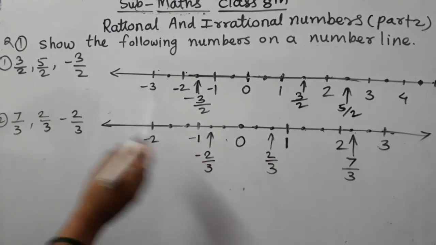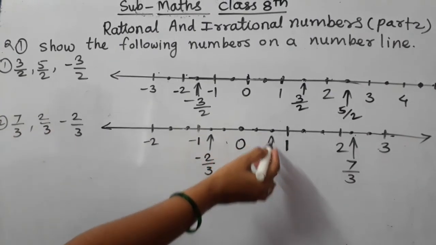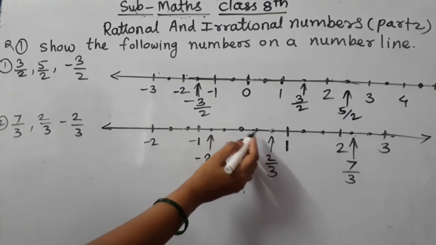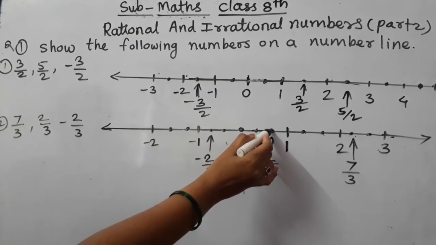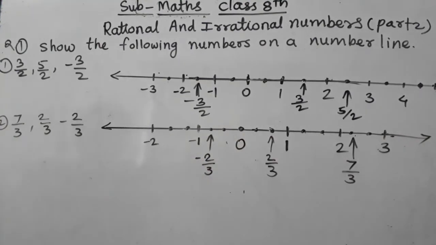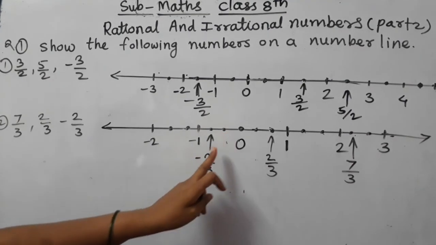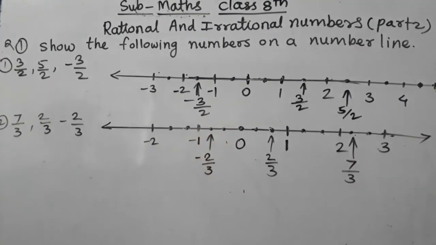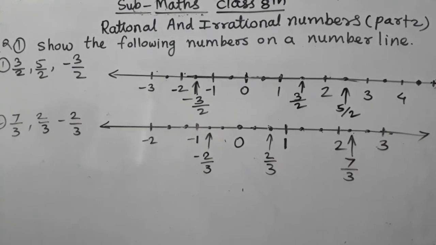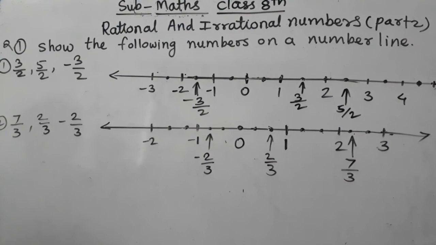Then, we have to show this 2 by 3. See, 1 by 3, 2 by 3 means the second point from 0, 1, 2. And on the left side of 0, this is minus 1 by 3, minus 2 by 3. Like this, you can solve any example of showing the given numbers on a number line. That's all.